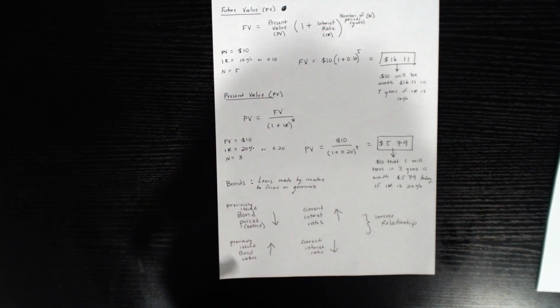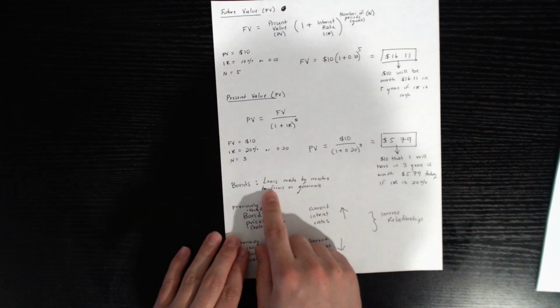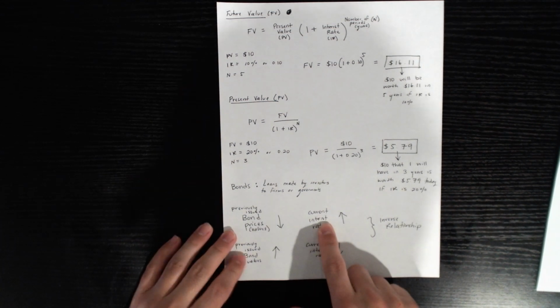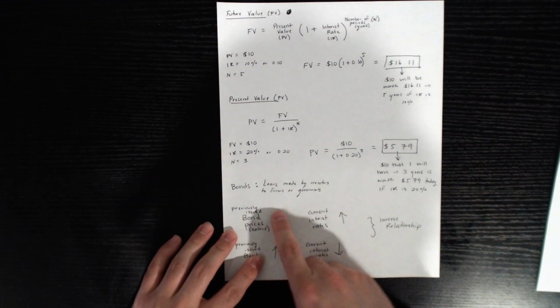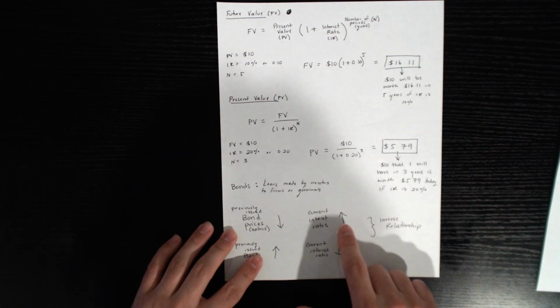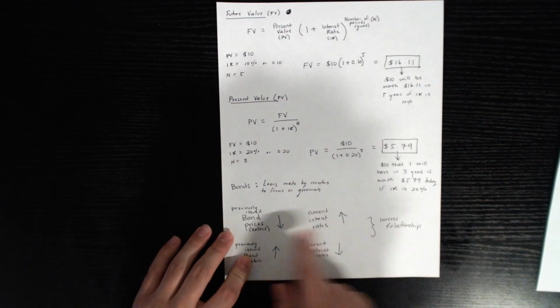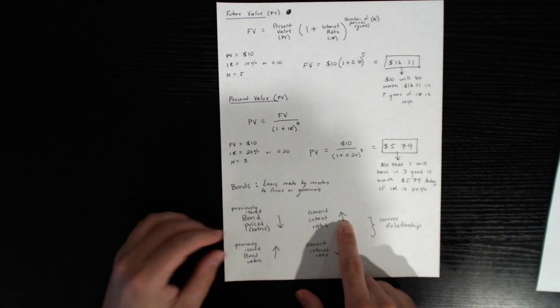Now, another thing we have to talk about are bonds. Bonds are loans made by investors to firms or governments. When current interest rates go up, the value of previously issued bonds are going to go down because people would rather get the new higher interest rate bonds. So there's that inverse relationship between bond values and current interest rates.